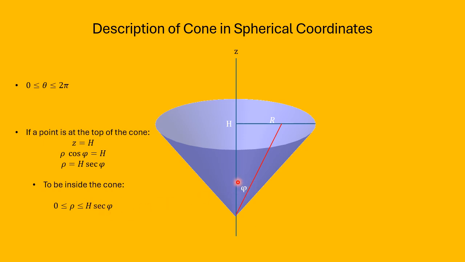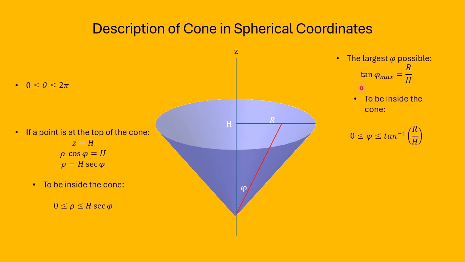So once we have an angle phi here, then rho has to be somewhere between 0, which will give us the vertex, and the top of this, which is h secant of phi. To see that, you can just look at this right triangle and get it from there. The largest phi possible, let's call it phi max, is given by the equation tangent of phi max equals r over h. That occurs when you're looking at a point at the top of the cone right at the edge here.